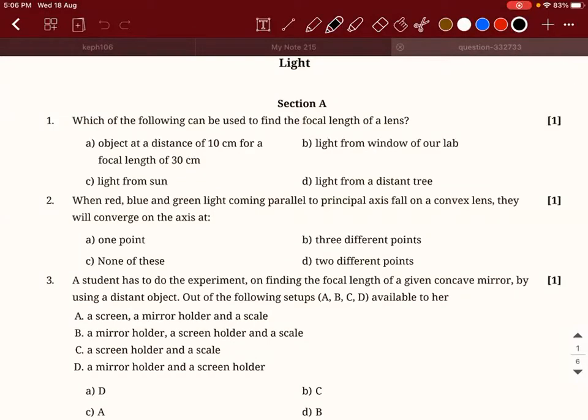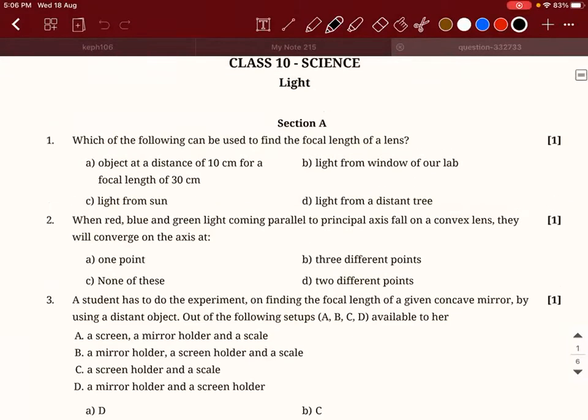So before I start this worksheet, you guys tell me, is there any doubt that you have from this chapter, any topic that is not clear? So let's get started.